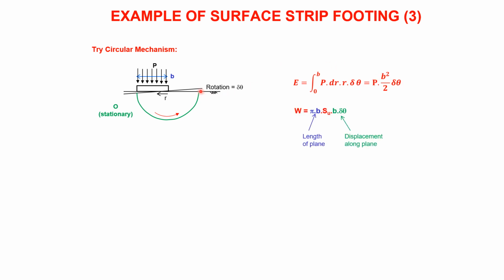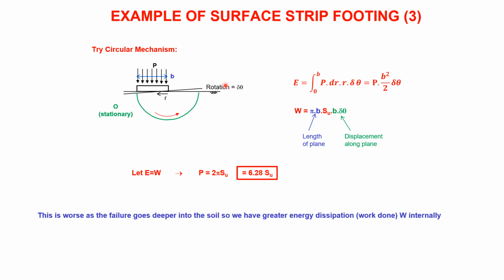The internal work dissipated, W on that circular failure plane, is pi b, the length, the strength SU, and the displacement, which is b, the breadth, or the radius, multiplied by delta theta. And that gives you 6.28, which is disappointing. It's got worse. Why has it got worse? It's because we've got a big failure mechanism going deep into the soil, dissipating a lot of energy, and that's not going to give us a good answer.